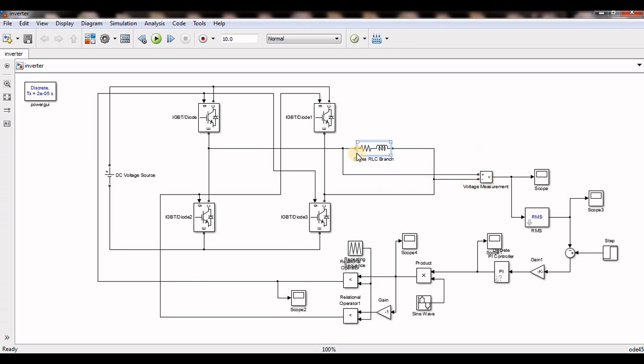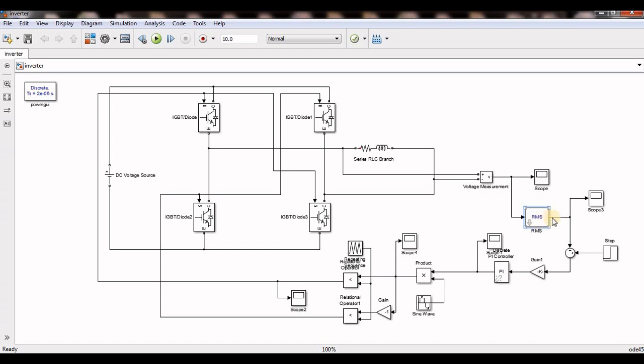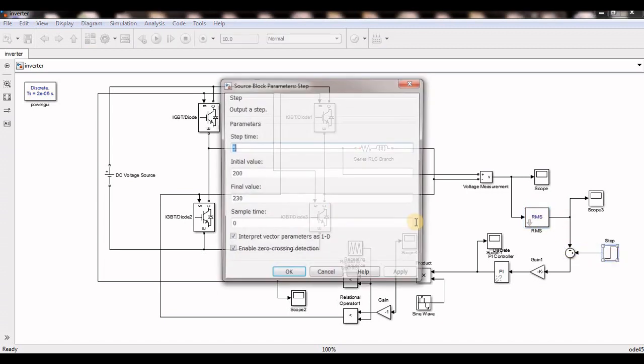See, the voltage I am measuring across the RL load, and this is my voltage, and I am taking the RMS voltage of this. My frequency is 50 and initial voltage is 120. We can make it 0 also, it's not a problem. And this is my sample time. And this RMS voltage I am comparing with my step voltage.